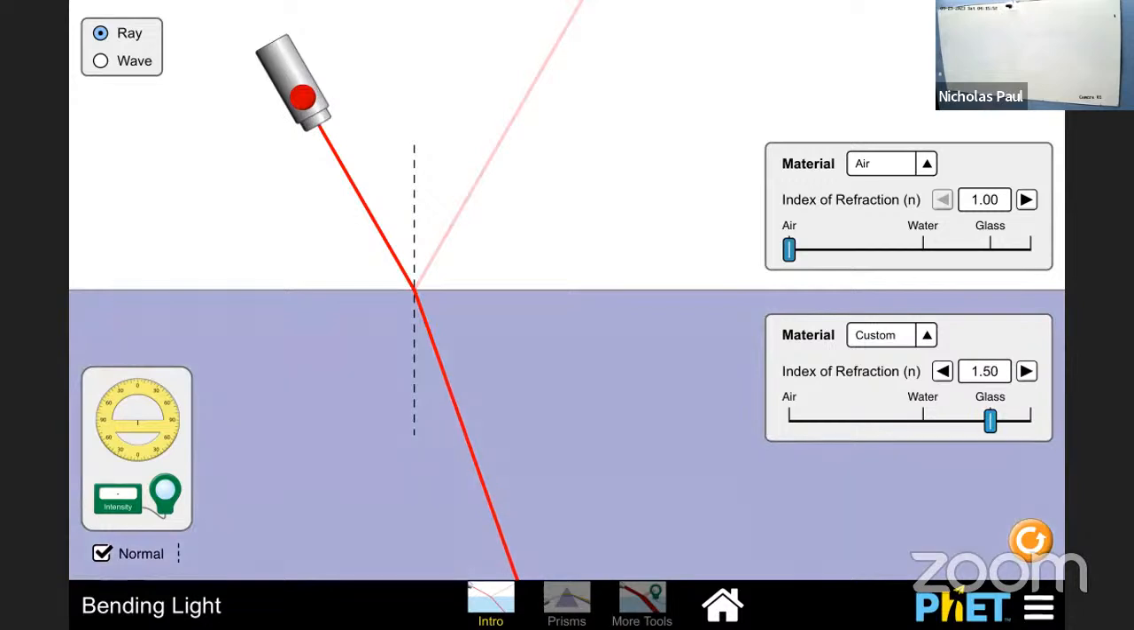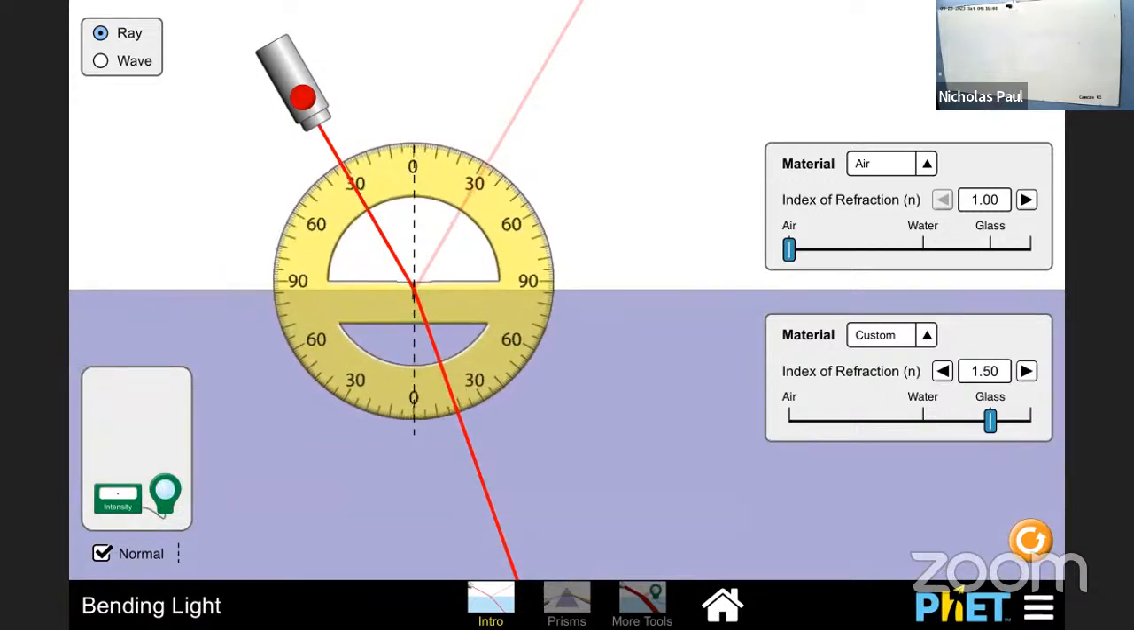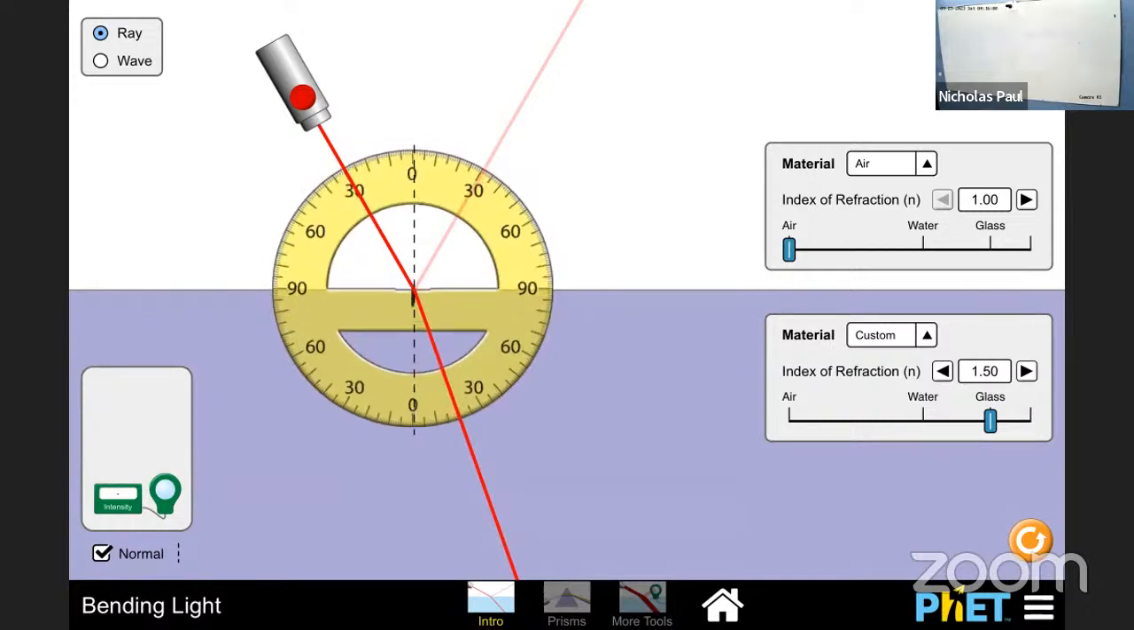Now glass there, right? Let's check back the angle. Initially, it was 30, right? What is it looking like now? In case you're not seeing it, the angle was 30 degrees, and now this angle here is a little bit smaller. It's almost about 20 degrees. So glass is slowing it down even more. You all realize that? Glass slowing down even more.